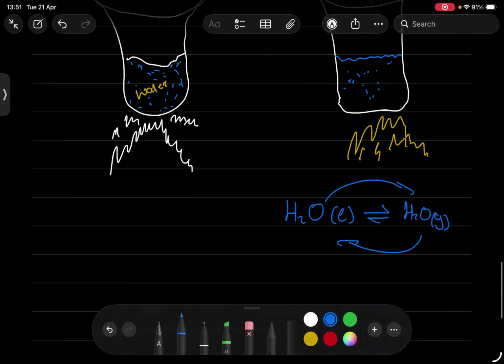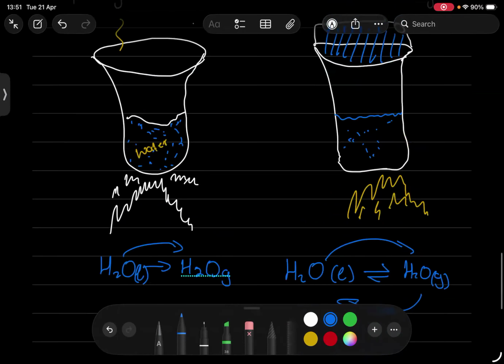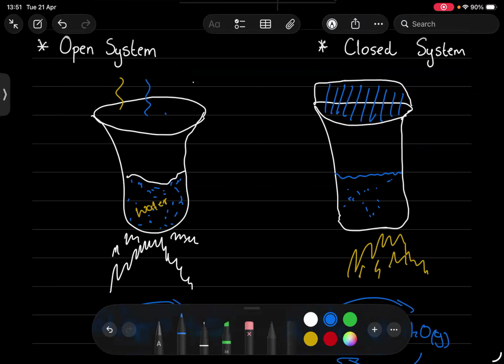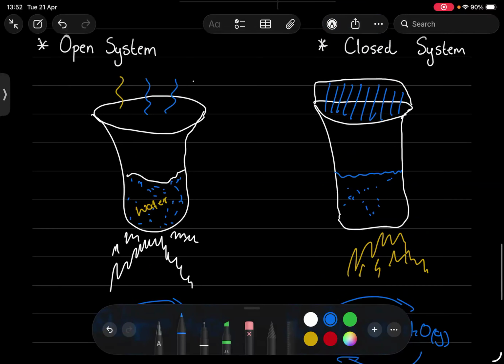But as for this one, there's going to be H2O from liquid to gas, right? This is the one-way reaction. It changes from liquid to gas, but the gas cannot change back to liquid because the gas is escaping the container. We understand each other, right? Yes. The gas is escaping the container. So this type of a system we call an open system.